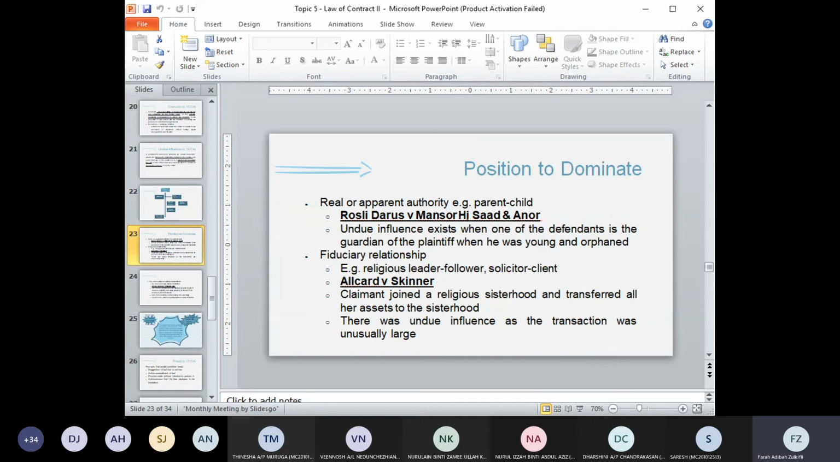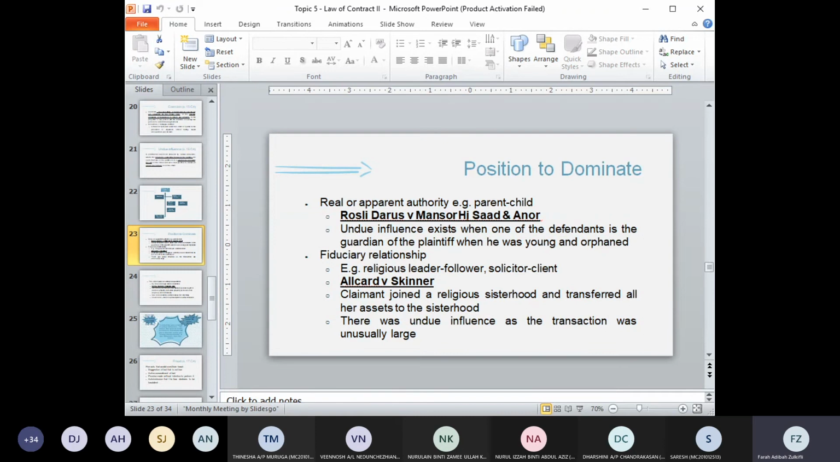The first one is the case of Rosli Darus lawan Mansur Haji Saad. In this case, the court stated that there is undue influence because one of the defendants is the guardian of the plaintiff when he was young and orphan. Or like in the case of Alcott and Skinner, in this case, this one lady joined a religious sisterhood, some kind of organization, and when she was in the organization, she agreed to transfer all her assets to the organization. Once she wanted to leave the organization, she asked the organization to return her assets to her. So the organization refused to do so.